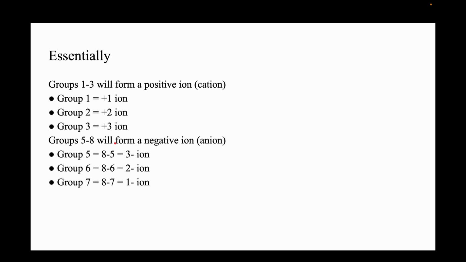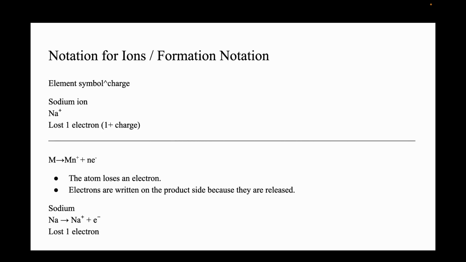So essentially, groups 1 to 3 will form a positive ion, a cation. Group 1, positive 1 ion. Group 2, positive 2 ion. Group 3, positive 3 ion. Groups 5 to 8 will form a negative ion, an anion. Group 5, -3 ion. Group 6, -2 ion. And group 7, -1 ion.